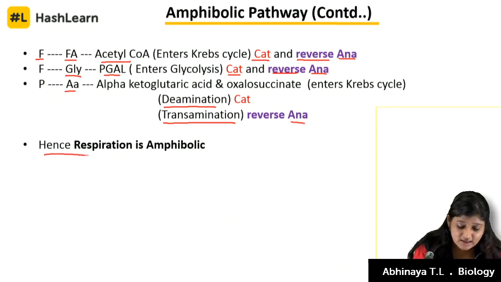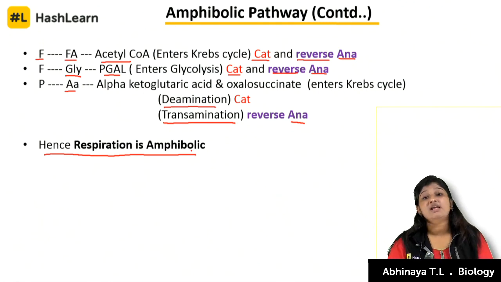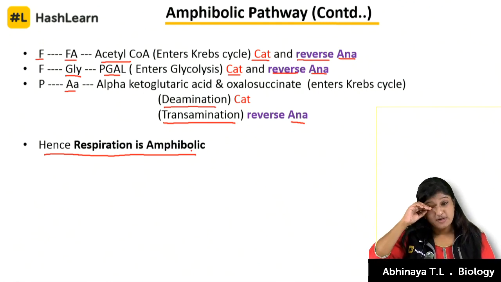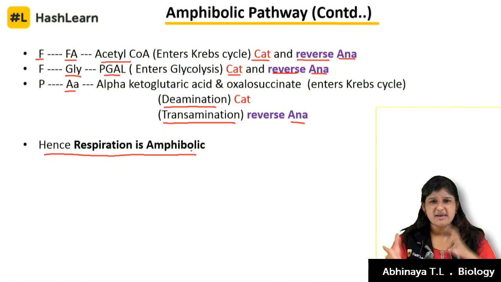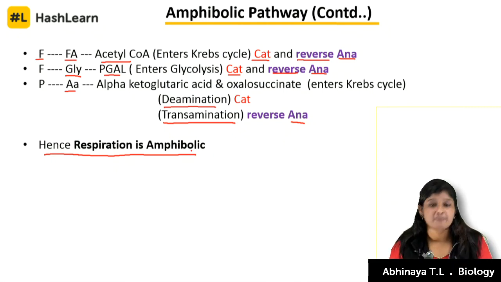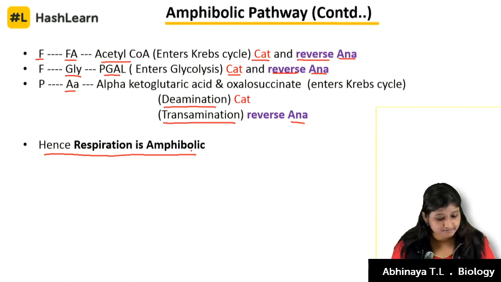Now we have discussed that respiration is amphibolic. When anybody asks you whether respiration is catabolic or anabolic, you should say amphibolic. Amphi means staying in both the places. That's why we say amphibians also. That is why respiration is called amphibolic.